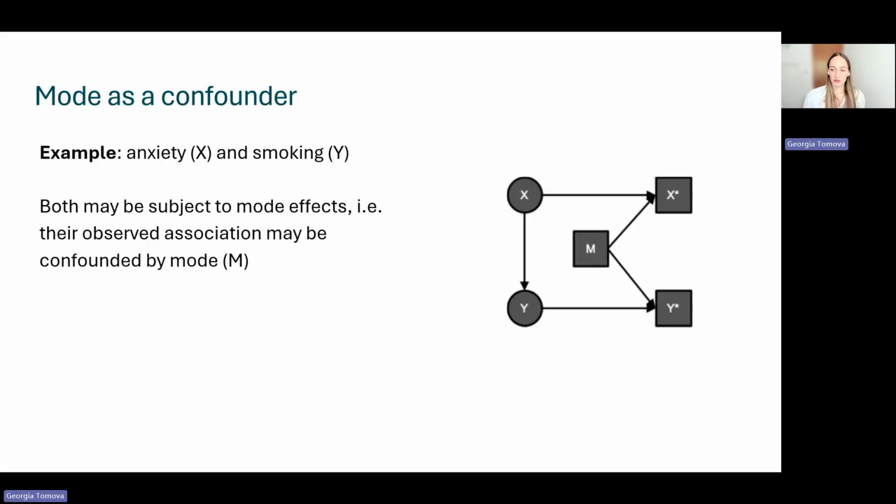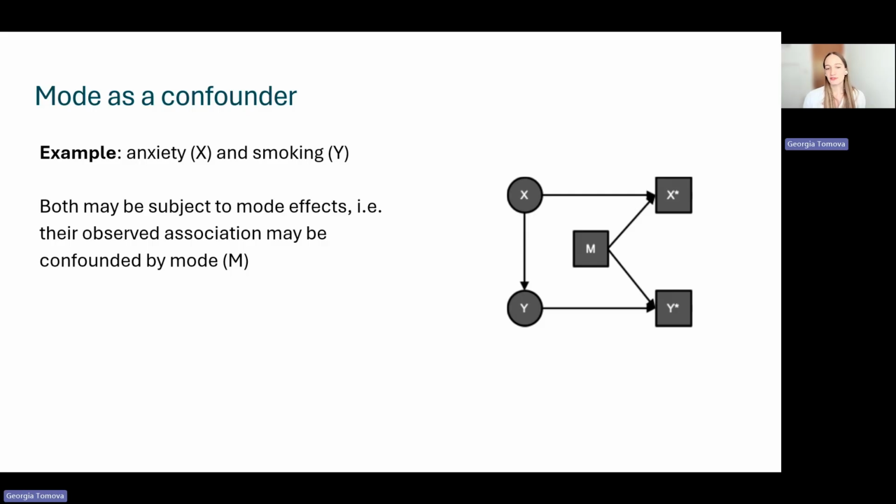Now let's try and apply this to the context of mode effects. Suppose we have this example where we're interested in the effect of anxiety on smoking. One possible way to depict it is to show both the latent X and Y, so the latent anxiety and smoking. What we really want to know is the arrow that goes from X to Y. So here we assume that X causes Y and we want to estimate this path.